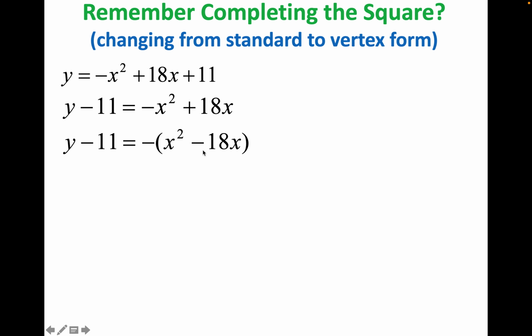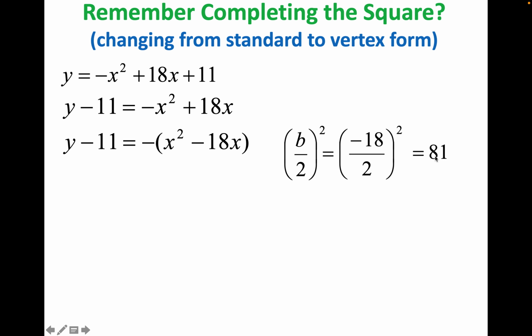Now I'm going to do b over 2 squared, so this value divided by 2 squared. That divided by 2 is 9 squared, 81. Sorry, -9, but you square that, it's positive 81. So we're going to add 81 here to make this a perfect square.